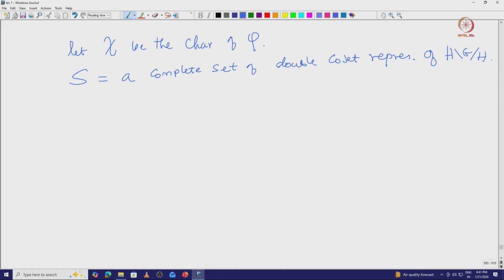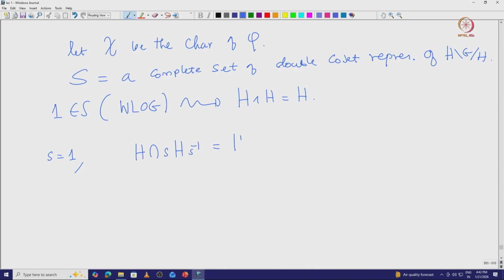Now we will assume, without loss of generality, that 1 is in S, because 1 corresponds to the double coset H1H, which is H. H is a double coset with respect to the groups H, H. That is obvious to see. Now if s is indeed 1, then H intersection sHs inverse is exactly equal to H intersection H, which is exactly H.